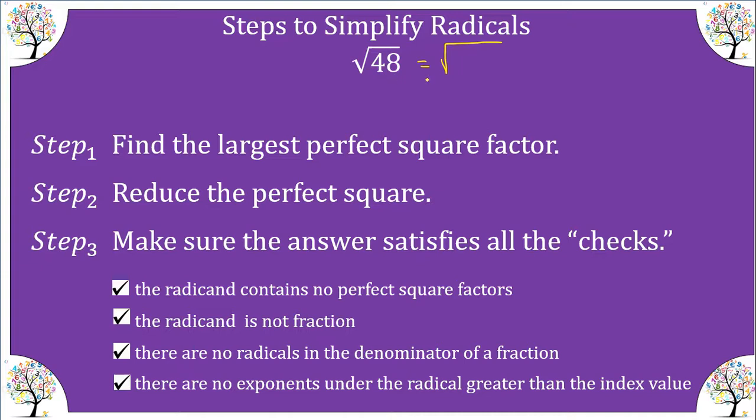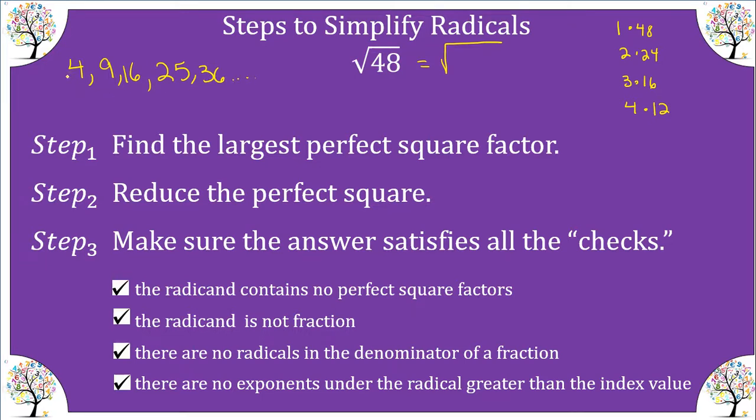Now 48 has several factors and we can list those. So 1 times 48, we can have 2 times 24, we can have 3 times 16, and we can have 4 times 12. So these are all factors of 48, and we're going to rewrite the radicand with one of these pairs. Now keep in mind, our perfect square numbers list is what you're going to have in the forefront of your mind when you're simplifying radicals.